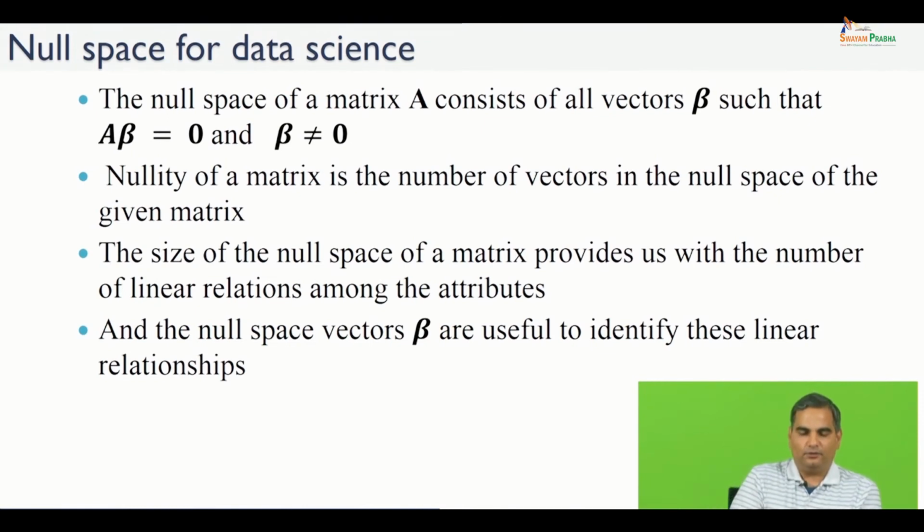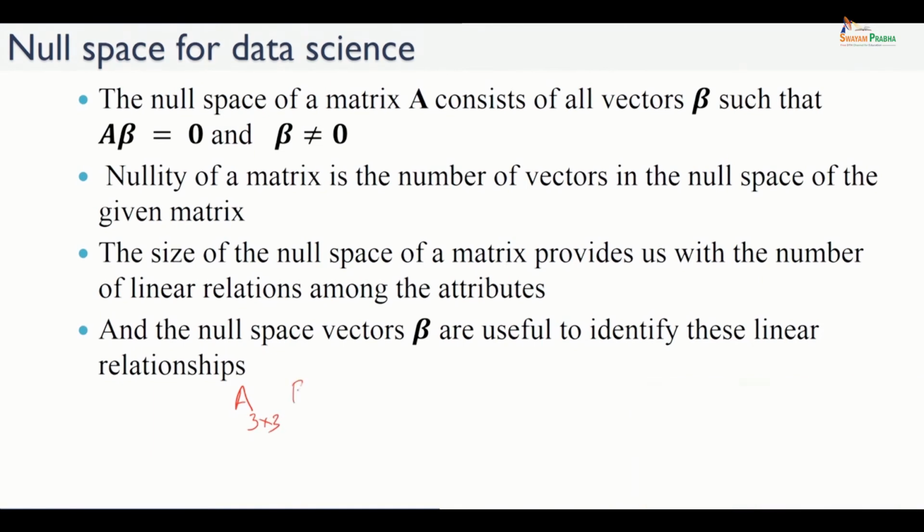So let's do some simple numbers here. For example, if A is a 3 by 3 matrix, because beta multiplies A, beta has to be 3 by 1, and the resultant will be some 3 by 1 vector, and if all the elements of this 3 by 1 vector are 0, then we would call this beta as being in the null space of the matrix.